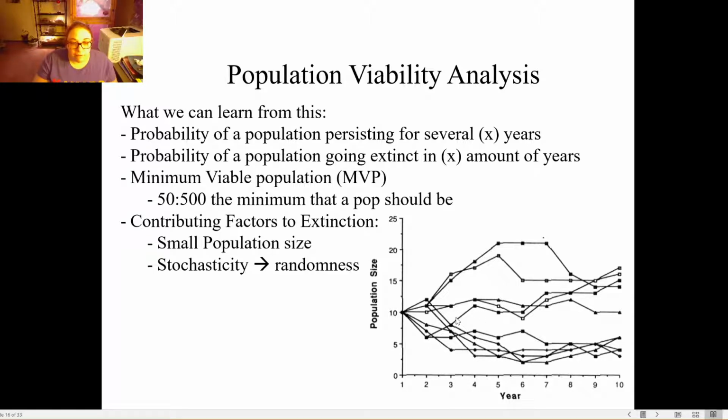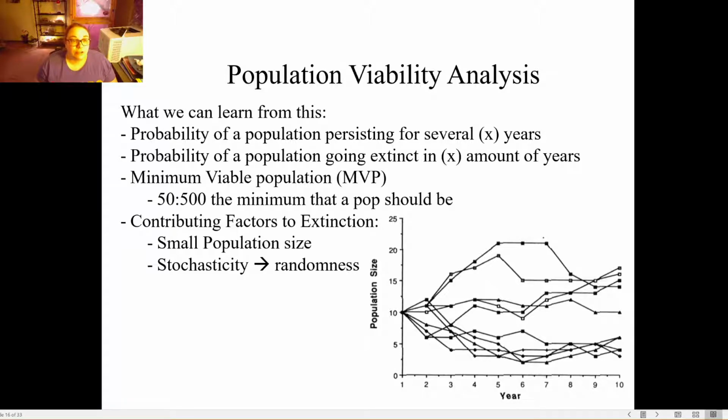If you do enough runs, you can actually calculate the probability of extinction under the parameters that you put in. And we can express this in multiple ways. You can figure out the probability of a population persisting for several years. You can find out the probability of a population going extinct in however many years. You can determine what the minimum viable population is. So you can change the initial population to figure out how many you need to have in order for this population to persist. Typically 50 to 500 is the minimum that a population should be, and it really should be much higher. Whenever populations get near this small, it's usually a lost cause, kind of how you saw with the bighorn sheep where anything under 100 didn't stay alive.